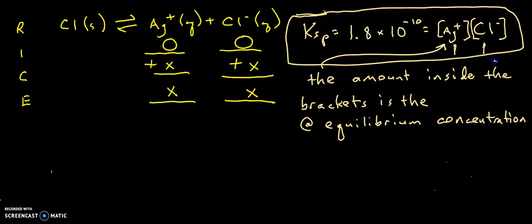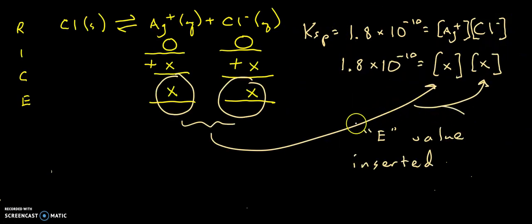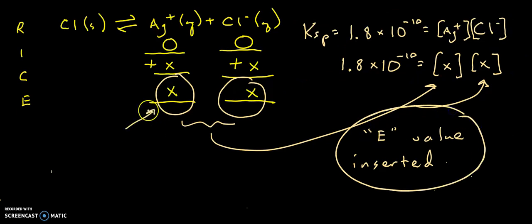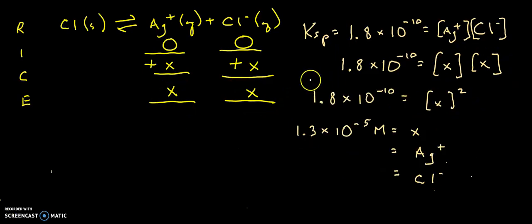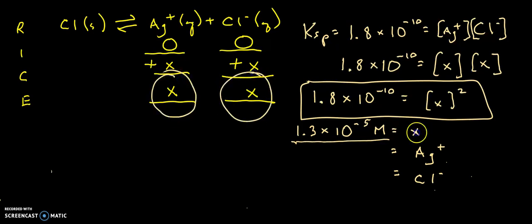Now, the values we put inside the brackets have to specifically be the at-equilibrium concentrations, because it's only at equilibrium that this is equal to the Ksp value. In this case, we're going to use the RICE strategy, because that represents the at-equilibrium concentrations, and that's going to be placed into our Ksp setup for the silver concentration and the chloride concentration. Following with our math, we now have that the Ksp value is equal to the quantity x squared. Solving for x, we get 1.3 times 10⁻⁵ molar, because x is equal to both the silver concentration and the chloride concentration. We now have the concentrations at equilibrium in this saturated system.